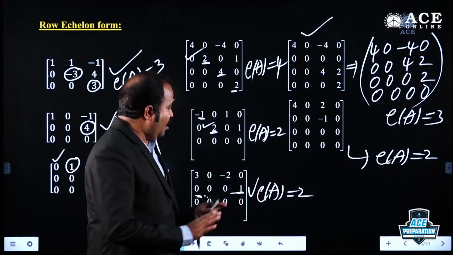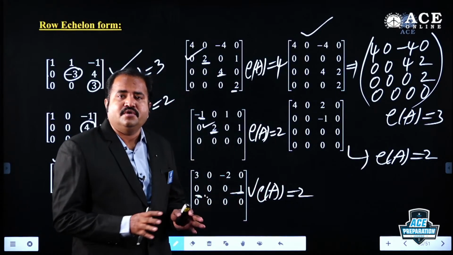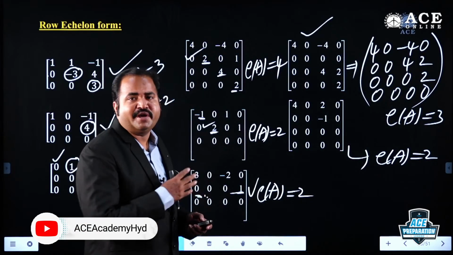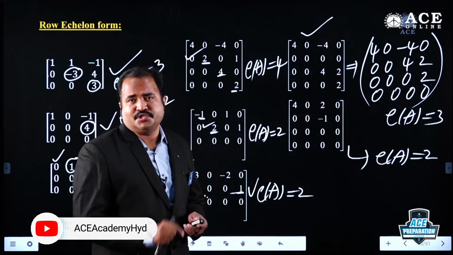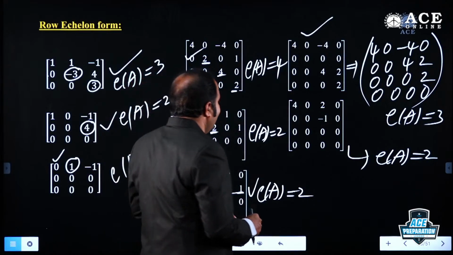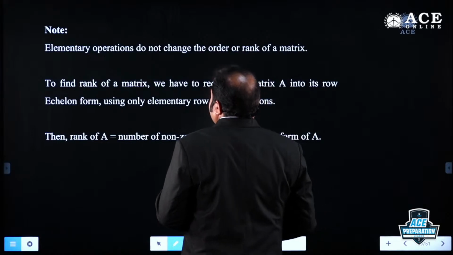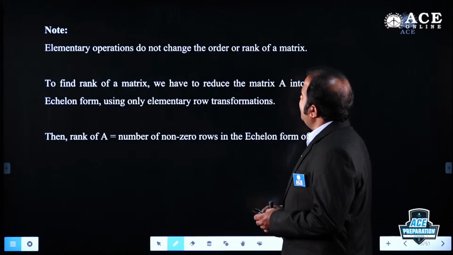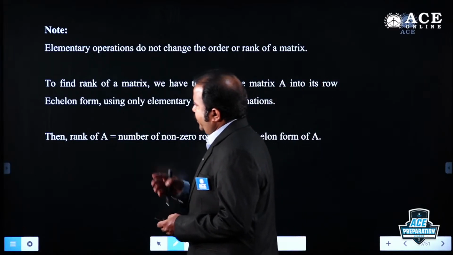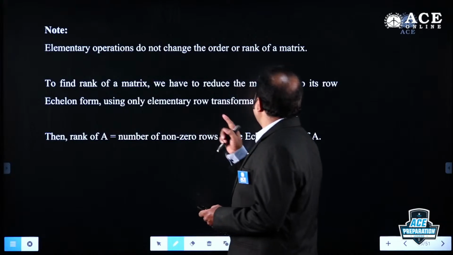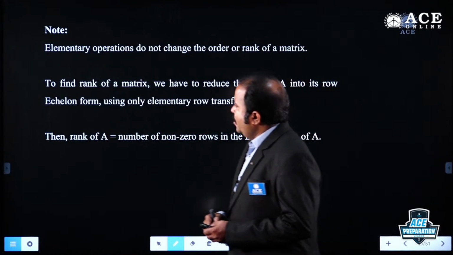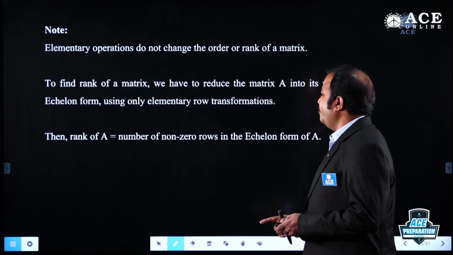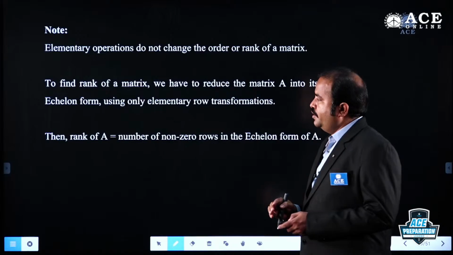So I hope you got an idea, understood the concept of rank of matrix. By performing the various operations, we reduce the given matrix into row echelon form, particularly row operations only. So let us see the properties of rank of matrix. What is the observation? Elementary operations do not change the order or rank of a matrix. To find the rank of the matrix, we have to reduce the matrix A into its row echelon form by using only elementary row transformation. So finally, the rank of A equals the number of non-zero rows in the echelon form only, right?